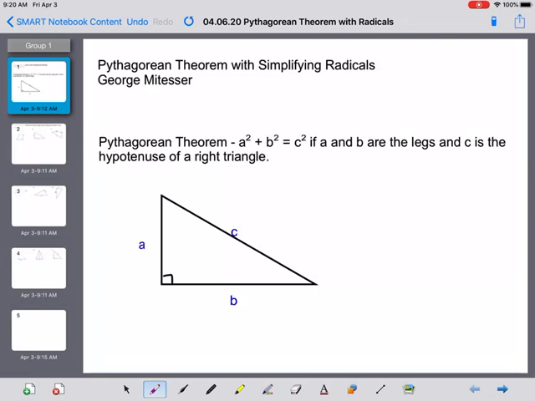a squared plus b squared equals c squared if a and b are the legs and c is the hypotenuse of the right triangle. So at this point, you should have watched those animations online that showed you why the Pythagorean theorem works with right triangles. And remember, c is the hypotenuse, which is the longest side of the right triangle.